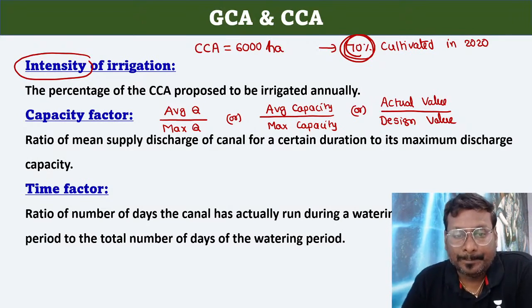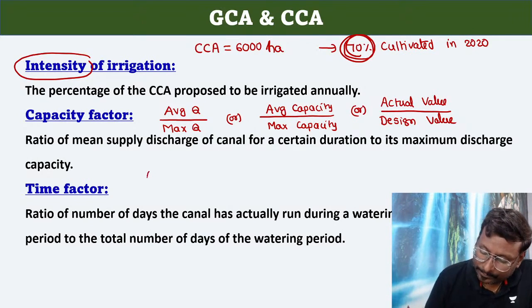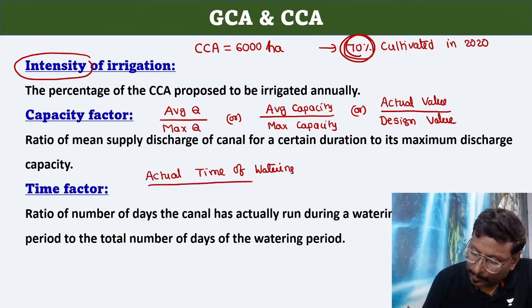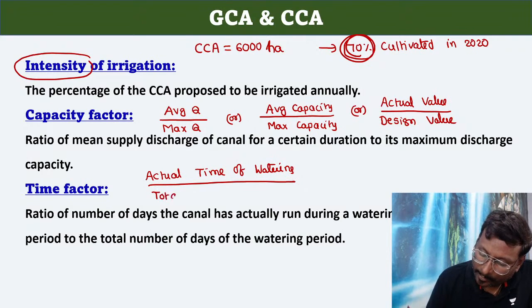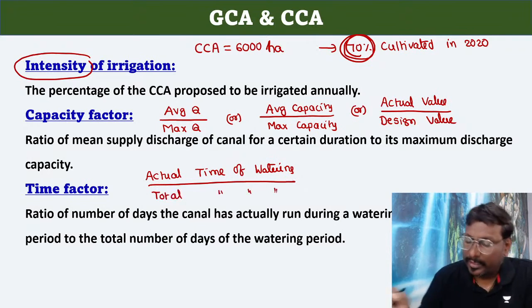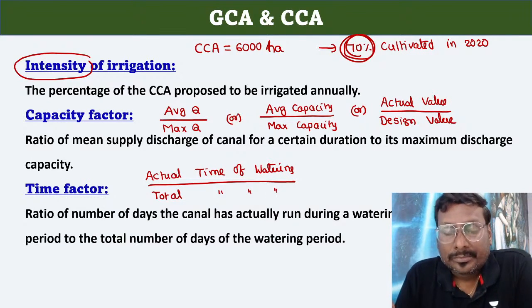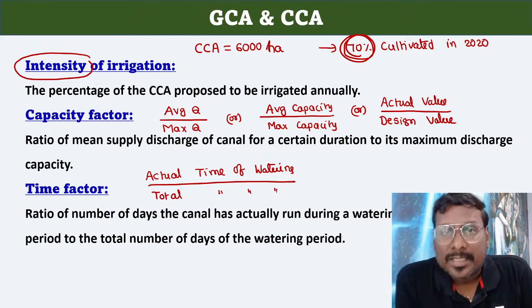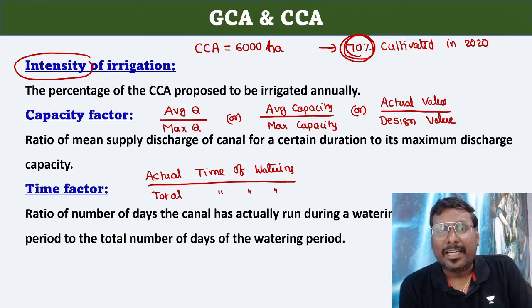Then the time factor, same idea: actual time of irrigation, actual time of watering, upon total time of watering. Actual time of watering upon total time of watering is the time factor. So we have intensity of irrigation, capacity factor, time factor. Done, we'll go ahead. We'll solve numericals. Ready for numericals?